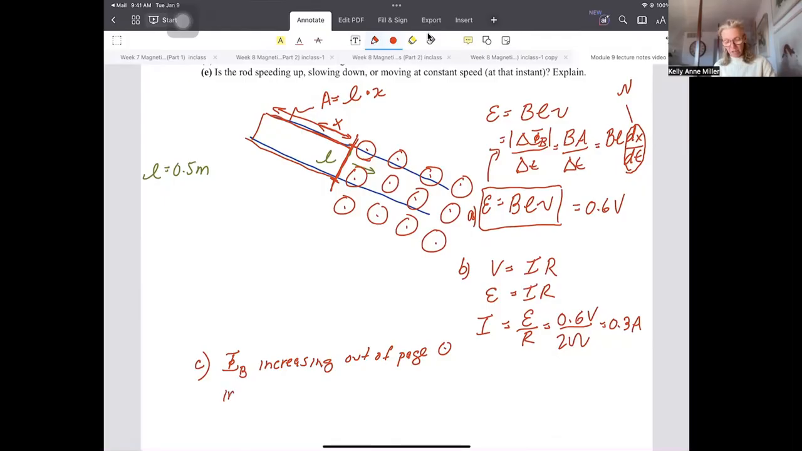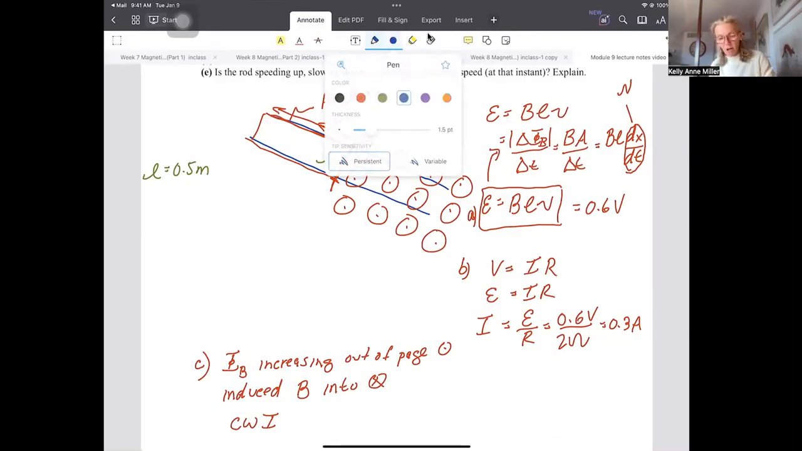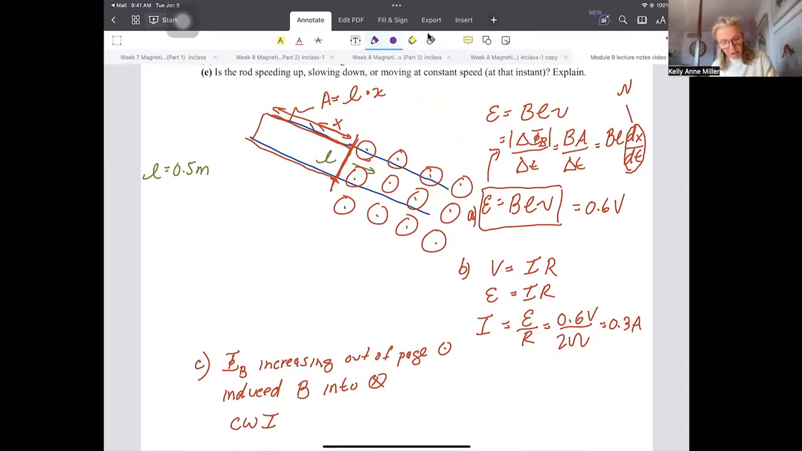So that means that the induced B field is going to be into the page. Okay, so I put my thumb into the page, my fingers rotate clockwise, so it's going to be a clockwise current. So that means current will go like, use purple, current will go like this, right? And there has to be something here to close the loop.